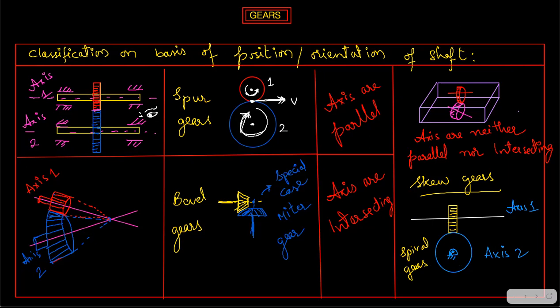So here we have covered classification on the basis of position or orientation of the shafts, meaning how the shafts look and how they are classified. Now we come to the next one, classification based on orientation of the teeth, or how the teeth are. Based on that also we have classification.